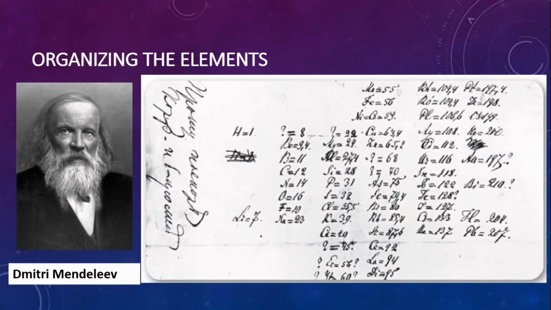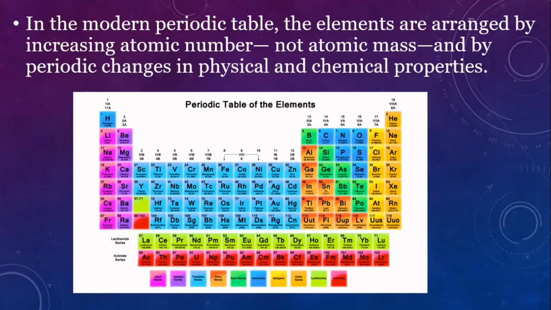Mendeleev arranged elements in rows based on increasing atomic mass and in columns based on elements that share similar physical and chemical properties. In the modern periodic table, the elements are arranged by increasing atomic number, not atomic mass, and by periodic changes in physical and chemical properties.